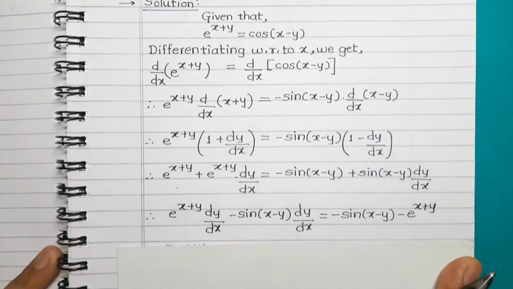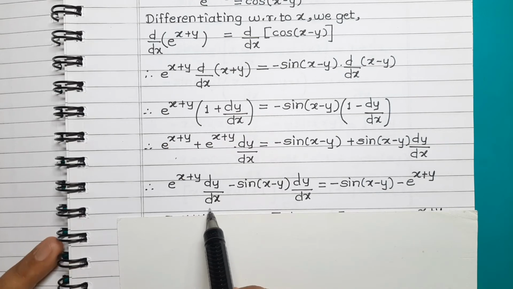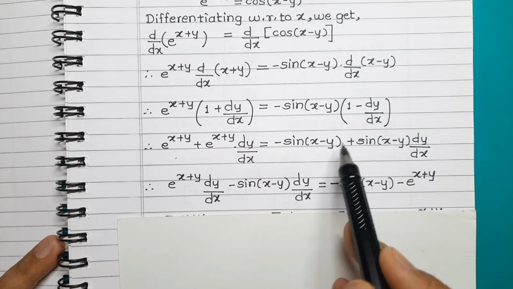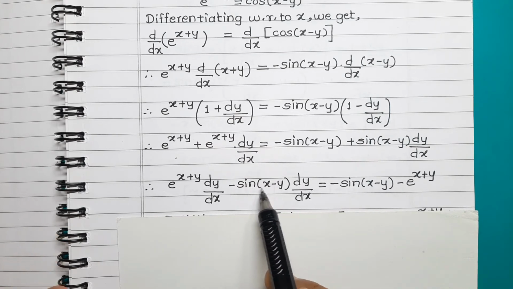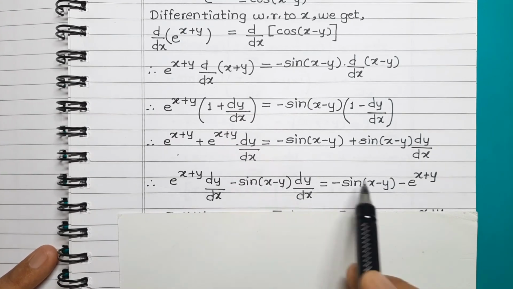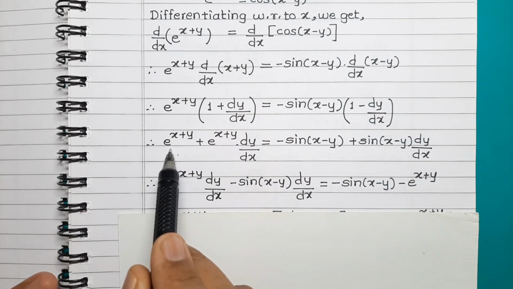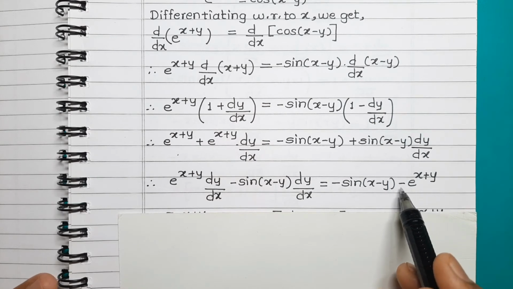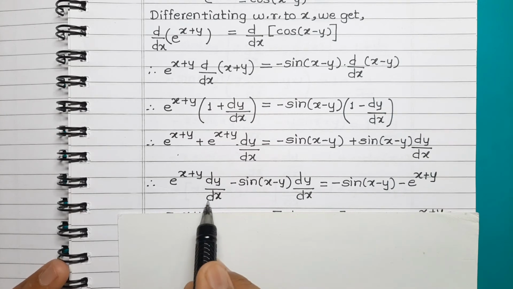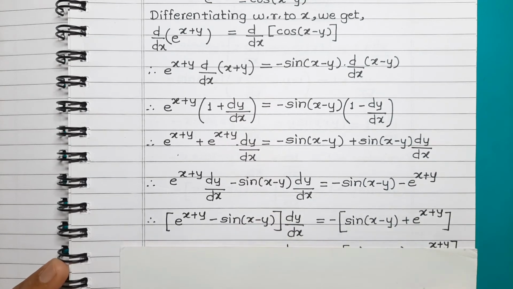So in the next step we have collected these terms containing dy by dx on LHS like this. See, e raised to x plus y into dy by dx minus this term becomes minus on LHS. So minus of sine x minus y dy by dx is equal to this term minus sine x minus y as it is, and we are shifting this e raised to x plus y on RHS to get minus e raised to x plus y here. Now let's take common dy by dx from both these two terms to get this.